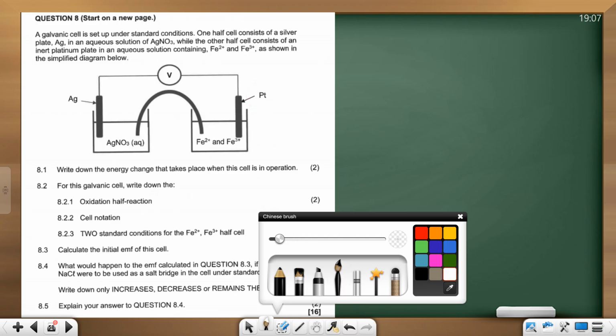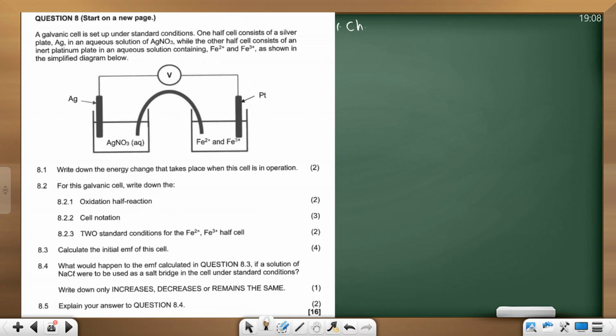Chemical energy. I'll tell you one mistake that learners write. They write mechanical. I don't know, they are doing physics and chemistry. Mechanical energy too. I don't think it's their fault. It's just stress.